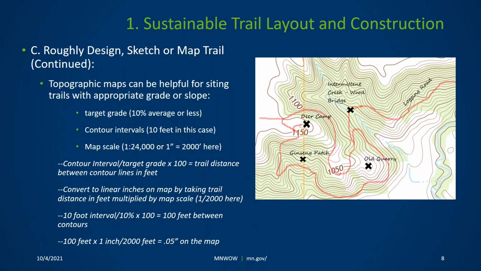If we do the math there, 100 times 1 over 2,000 equals 5/100ths of an inch, which is small, but it depends on what your target grades are, maybe you want 5% or so. It's just giving you an idea of how to target your slopes or your grade on the map.